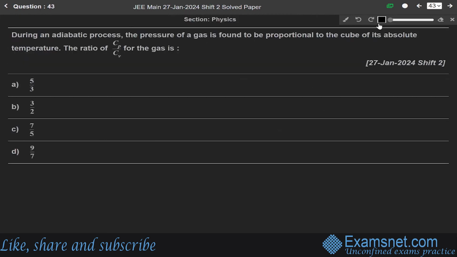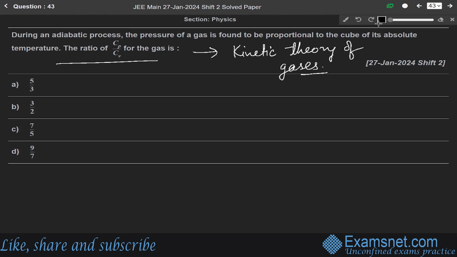Now, next question, question number 43. This question says that during an adiabatic process, the pressure of a gas is found to be proportional to the cube of its absolute temperature. We have to find the ratio of Cp by Cv for the gas. This question is from the chapter of kinetic theory of gases.